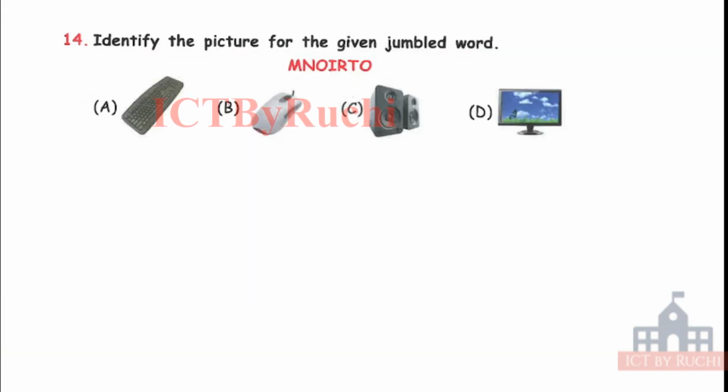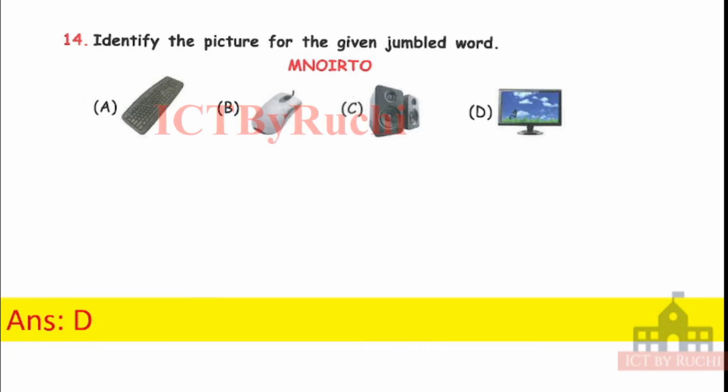Identify the picture for the given jumbled word. So we have letters again. We have to make a word from these letters and identify which picture it is. A, keyboard, B, mouse, C, speaker, or D, monitor. Okay, so start. Answer is D, monitor.